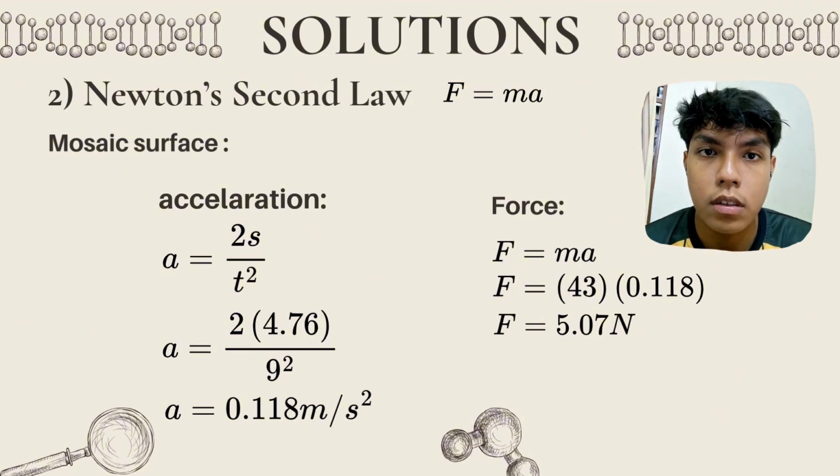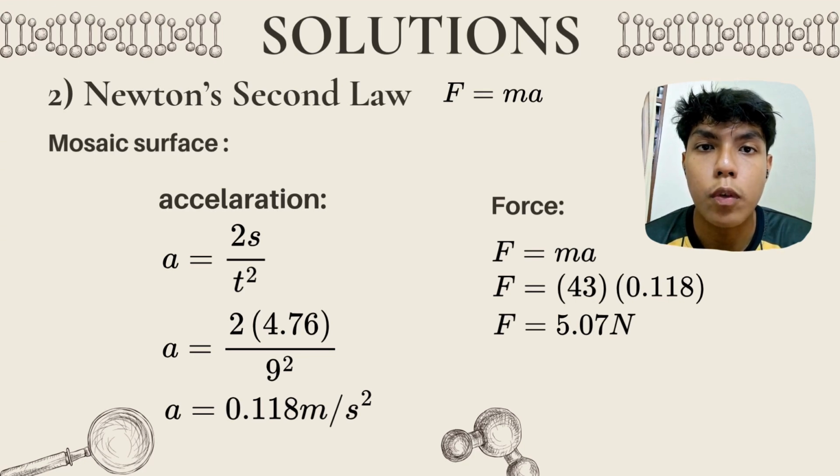Next, we apply Newton's second law, F equals ma. We substitute the values into the equation. F equals 43 times 0.118. Then we get the answer, F equals 5.07 newtons.